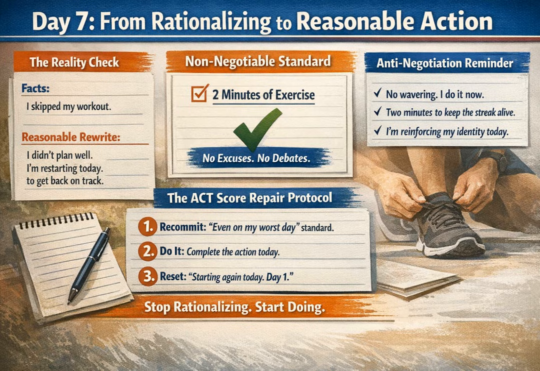Step 4, implement the ACT Score Repair Protocol. This is in 3 parts. 1, recommit to your even on my worst day standard, or a revised version if necessary. 2, execute the standard today. And 3, post the reset check-in. Starting again today, day 1. A repair protocol is vital. If you miss the standard with a preset repair protocol, you won't spiral. You'll get back to living your standard, or a revised version, with barely a break in stride.